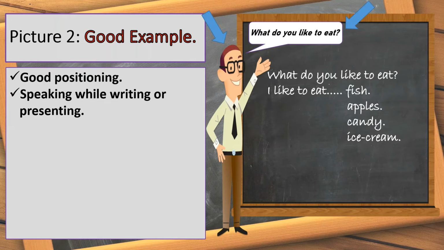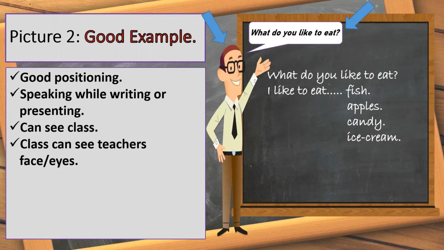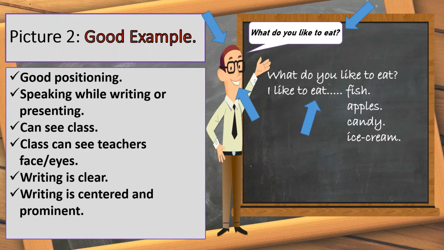and engaged. Because his back is not to the class, he can see the class, and the class can see his face and his eyes. This again keeps the students' attention and it lets them know that the teacher is monitoring them and watching them and paying attention. His writing is clear and his writing is centered and prominent. This is important. You want to display the information so that everybody in the class can see it clearly. Overall, this teacher is presenting a professional image.